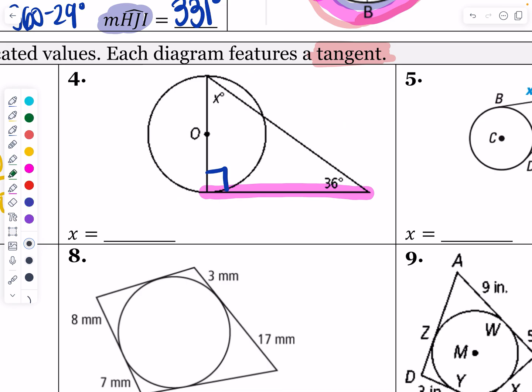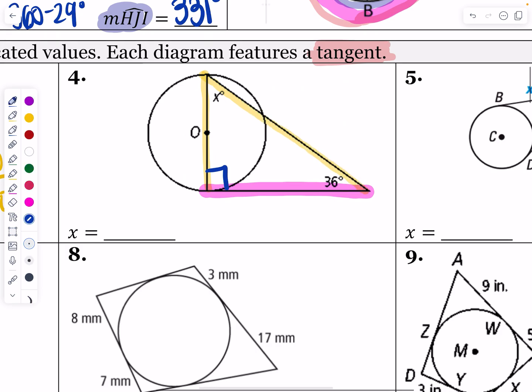Now what shape do I have on this circle? I've got a triangle. We know that a triangle has an interior angle sum of 180, and so we can do 180 minus 90 minus 36, and that is going to give me 54 degrees for x.